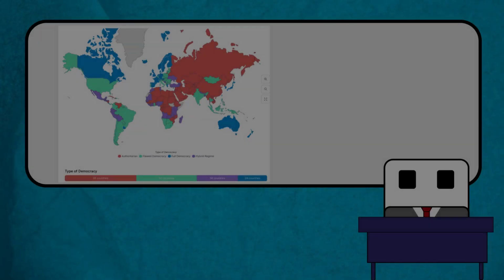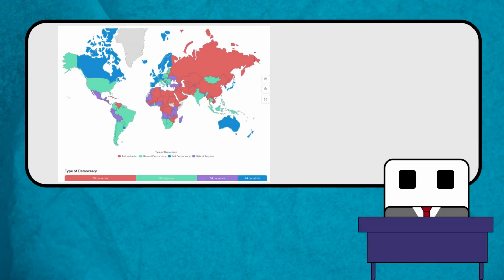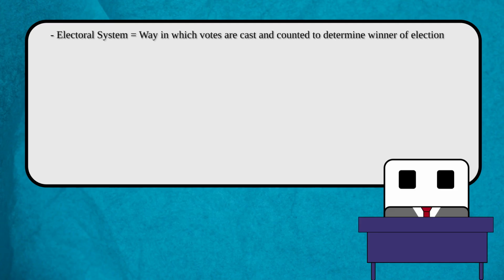With nearly 100 democracies around the world, it comes as no surprise that the way in which such countries elect their leaders can vary considerably. These rules and procedures for counting votes and determining the winners of an election are what are known as electoral systems, of which there are too many to list in this video.